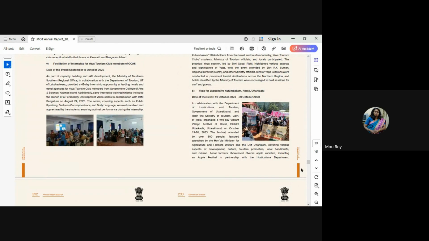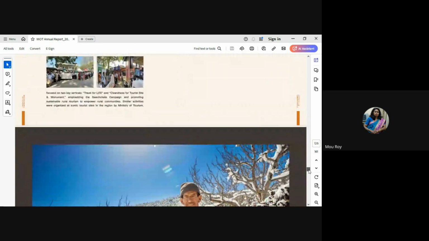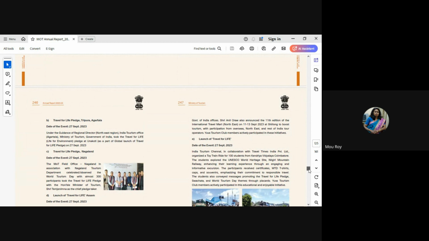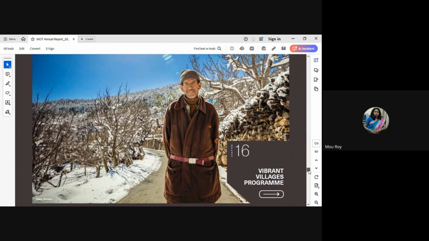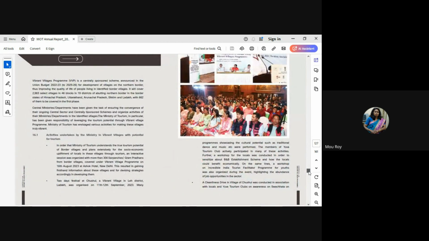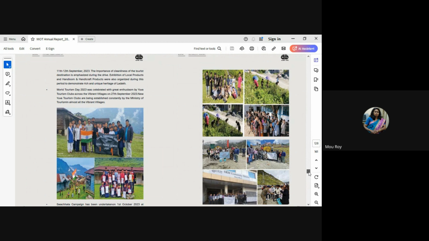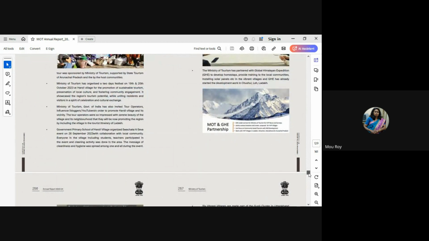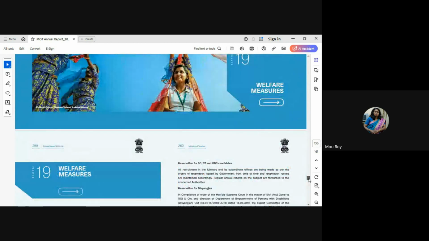Where is the statistics? Yes, this time Swachhata Hi Seva was also organized by tourism departments, especially to commemorate Gandhiji's birthday on 2nd October. Different organizations and universities organized this Swachhata Hi Seva campaign.